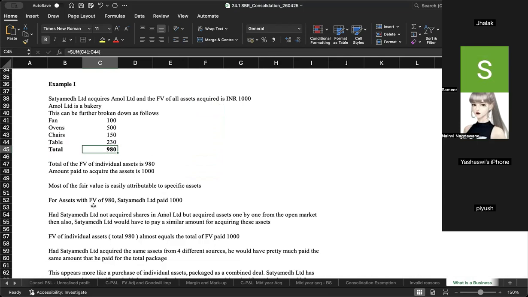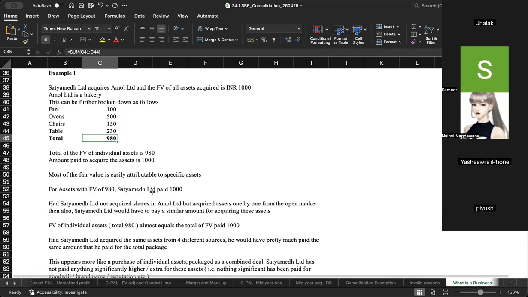Okay. Now, had Satyamid Limited not acquired the shares in Amol Limited, it also had an option: go to the market and purchase individual assets and pay 100 for the fan, 500 for the oven, 150 for the chair and 230 for the table. So here it is a coincidence that Satyamid Limited got all the four assets in one place. Had he gone and purchased these assets in the open market, he would have pretty much gotten these assets at the same value from the open market.